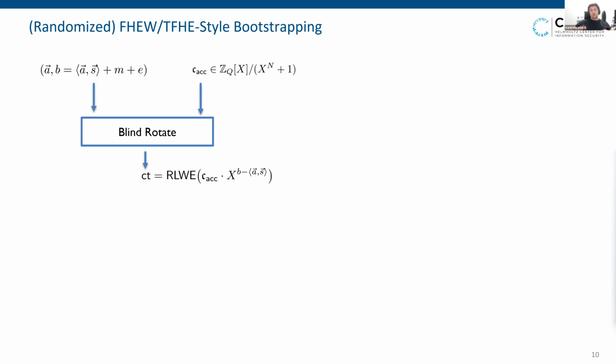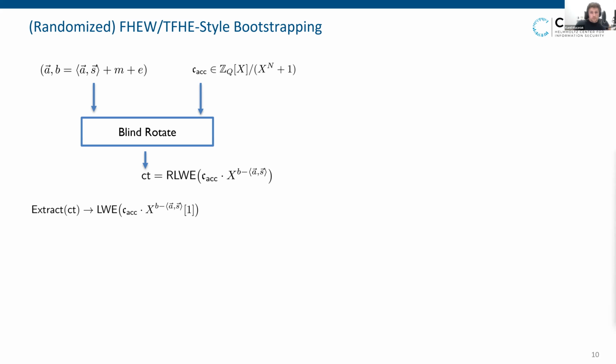At the core of the FHEW/TFHE-style bootstrapping algorithm is a procedure called blind rotation. This blind rotation takes as input our LWE sample, that is a vector A and an integer B, and a ring element ACC. This is an accumulator, or sometimes called a rotation polynomial. The blind rotation algorithm outputs a ring LWE ciphertext that encrypts this rotation polynomial ACC multiplied by X to the linear decryption of the LWE ciphertext.